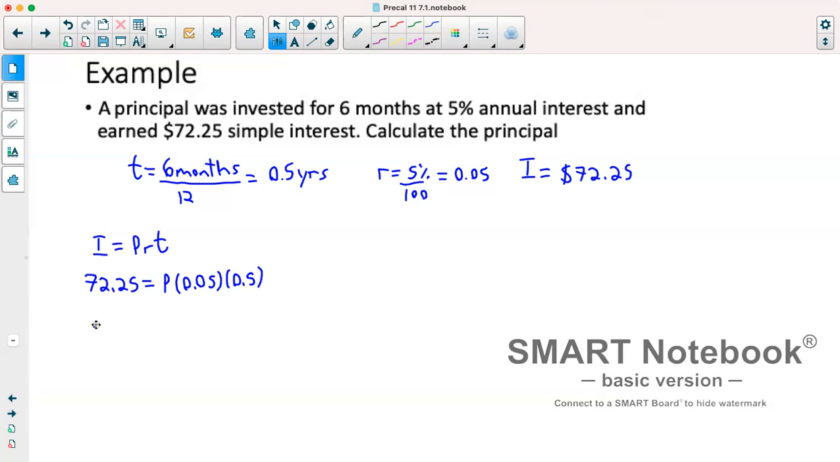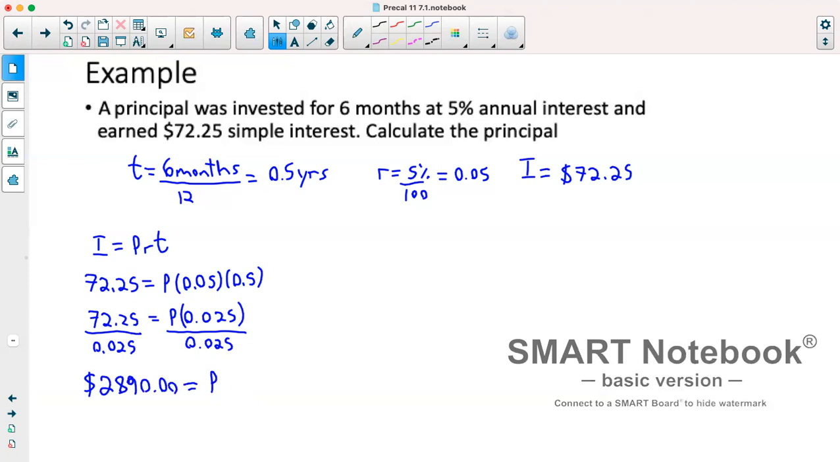So we'll start simplifying this. We've got 72.25 is equal to P times 0.05 times 0.5, which gives us 0.025. And then we'll just divide both sides by 0.025 to get our P on its own. And what we find is that they invested $2,890.